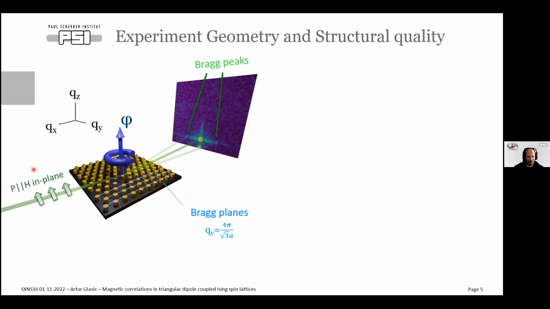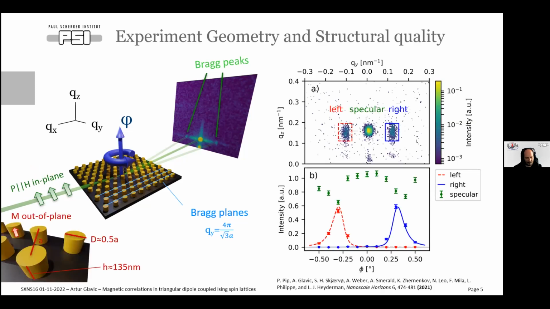Polarization was in plane, perpendicular to the incident beam, and the structure itself was about 135 nanometer high cylinders. The A we call the closest neighbor distance between two cylinders. The magnetization, because of the shape anisotropy of the cylinders, is out of plane, and the diameter is about half the distance of the particles.